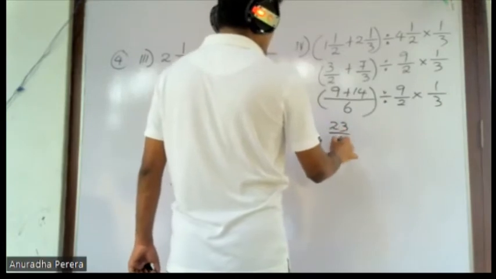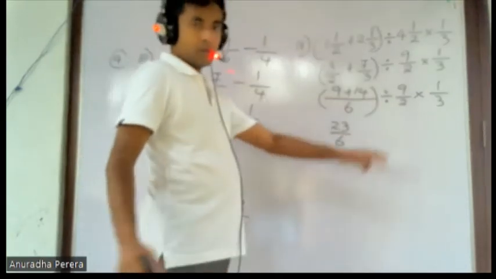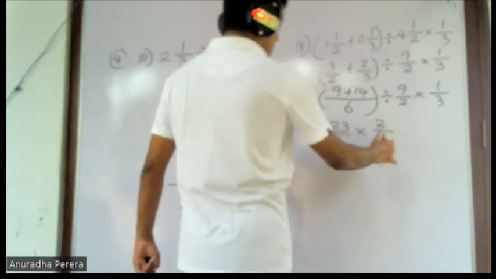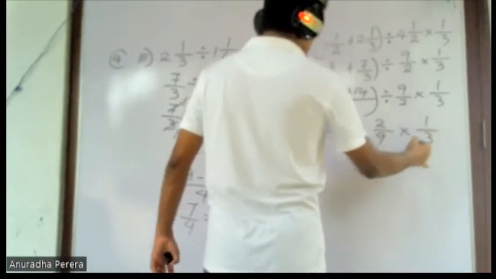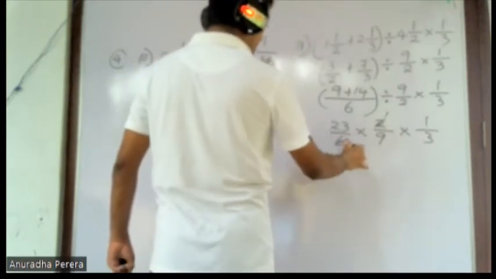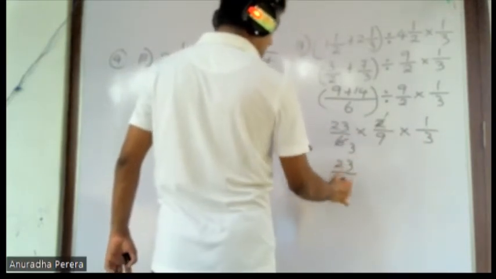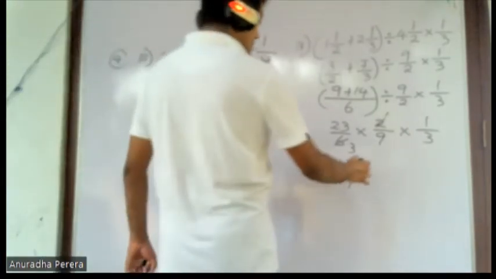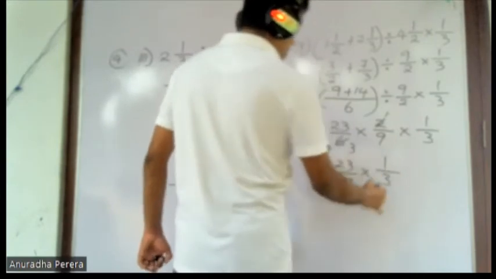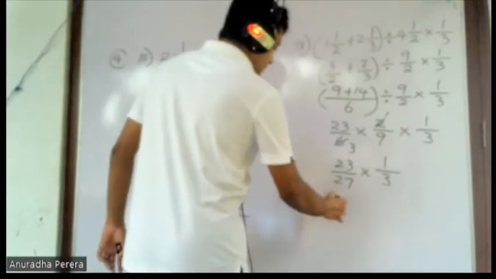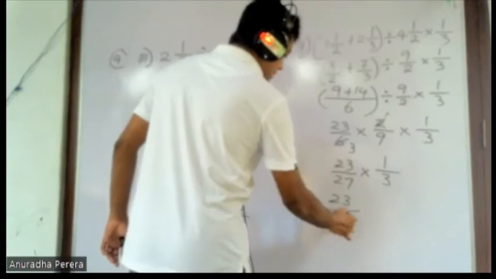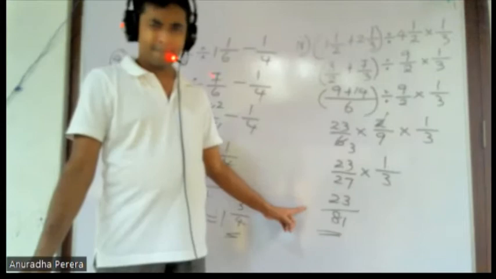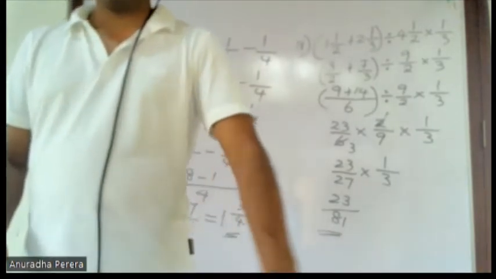9 over 2, 1 over 3. 23 over 6. For this division, multiply by the reciprocal: 2 over 9 into 1 over 3. Divide by 2. 23 over 27, 1 over 3. No common factors. Finally, 23 over 81. Is this the answer? Have you got it? Yes, sir. Very good.